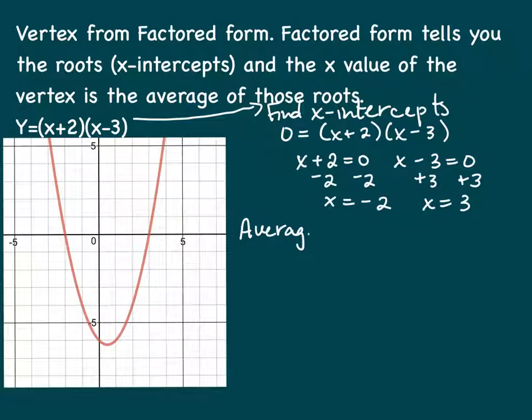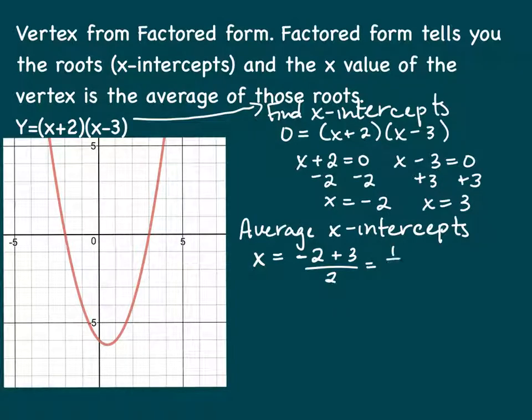So when we average numbers, we add them all up and we divide them by how many numbers there are. In this case, there's just the 2. So we've got x for our vertex is the average of the two x-intercepts. So negative 2 plus 3 divided by 2 because we have two numbers that we're averaging. So that gives us 1 over 2.